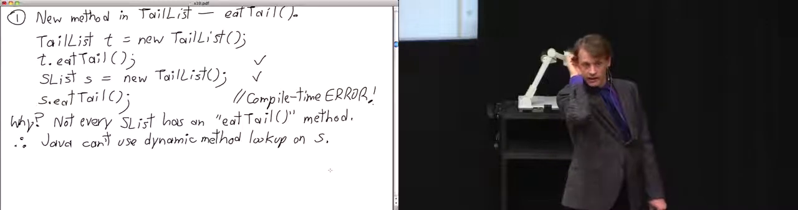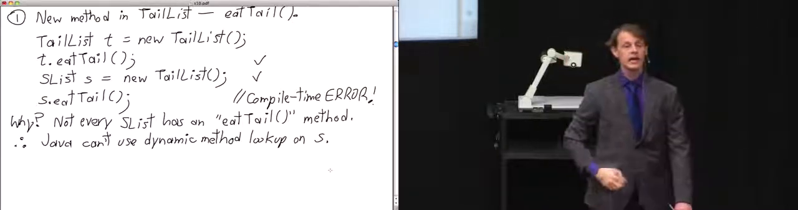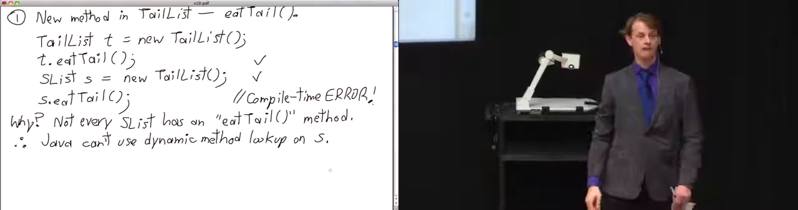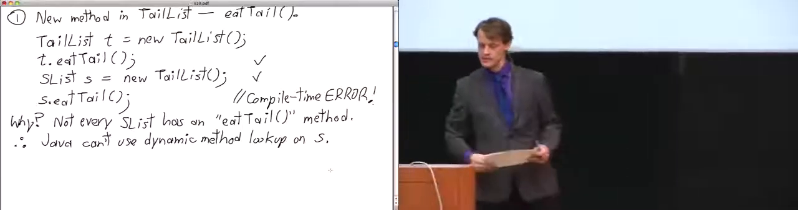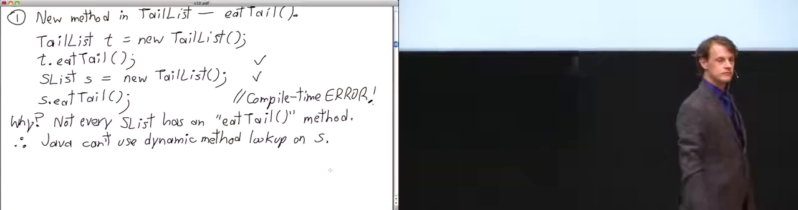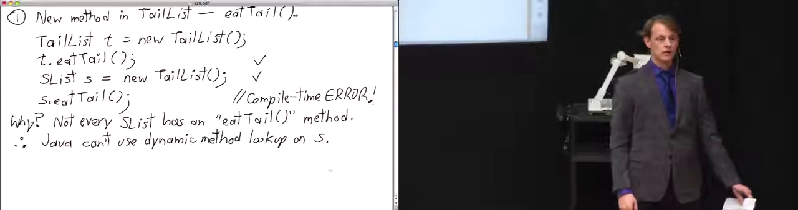SList having a tail list. So TailList is a subclass of SList. So when I construct an SList, that does not have an eatTail method or a tail list at all.